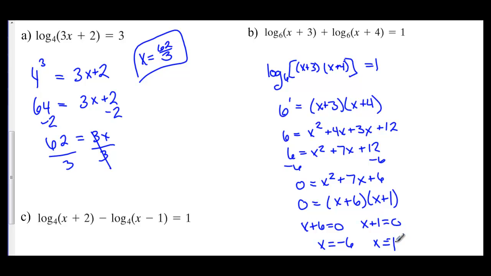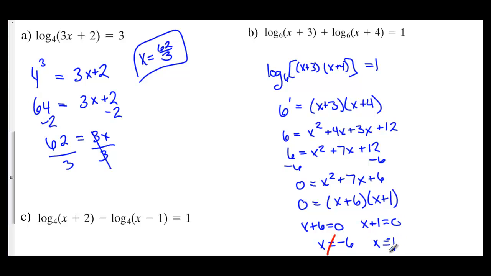Now again, we have to double check our answers. Whenever we come back up top, if we plug in that negative 6, we're going to be trying to take log base 6 of negative 6 plus 3. That's going to be log base 6 of a negative 3. We cannot take the log of a negative, so we know right away that x equals negative 6 is not going to work.